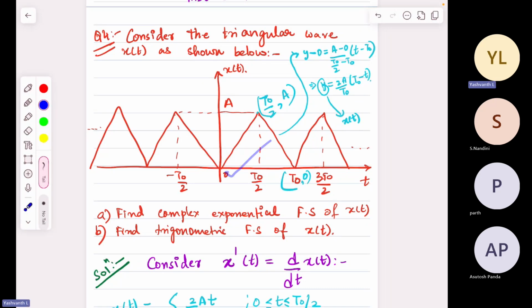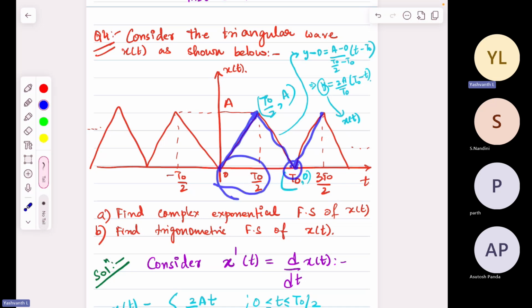So the question goes as follows: consider the triangle wave signal. Until now we dealt with rectangular periodic signals, but now we have a triangular periodic signal. It will keep on going, such that it has a linearly increasing ramp from 0 to t naught by 2. It increases till a, and then from a it decreases and goes to 0 at t naught.